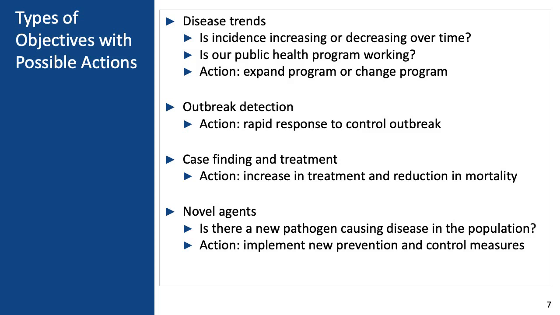Now, an action that might result from this kind of surveillance is that you implement new prevention and control measures specifically for that novel agent, or maybe you declare an outbreak, and you may want to inform others in your region, in your state, and your country so that they can also be on the lookout for this novel agent.